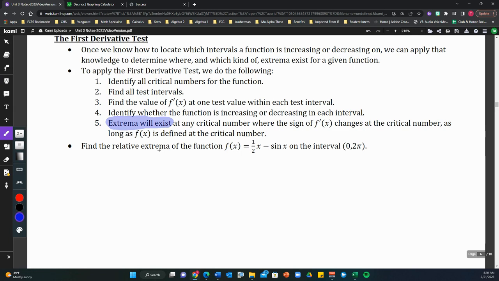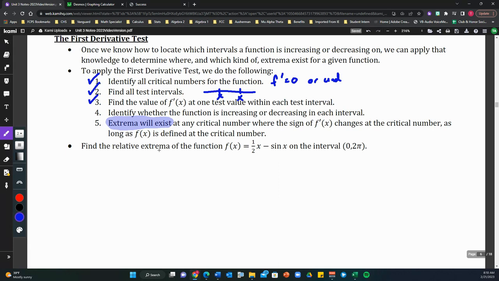So the steps to do this. We are going to start by identifying critical numbers. We know how to do that. That's pretty simple. Again, that's where f prime equals 0 or is undefined. Two, we're going to find all the test intervals. So again, we're taking the domain and splitting it up at wherever those critical numbers are. Step 3, we're going to find the value of f prime at one test value within each interval. We did that already for the previous problems.